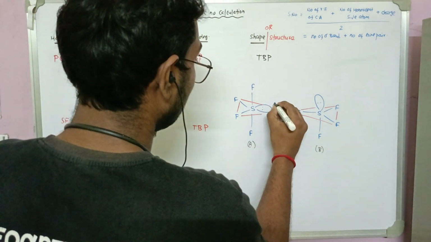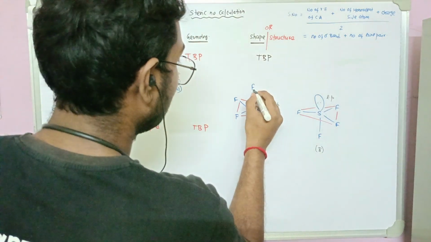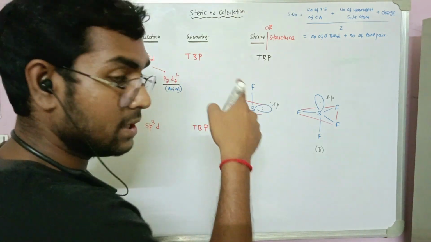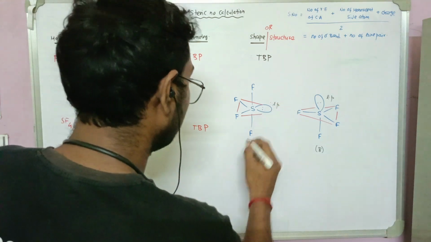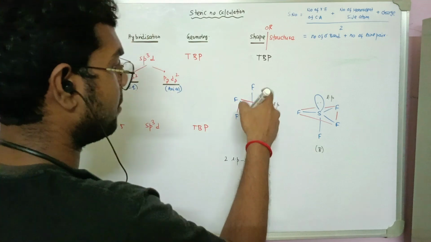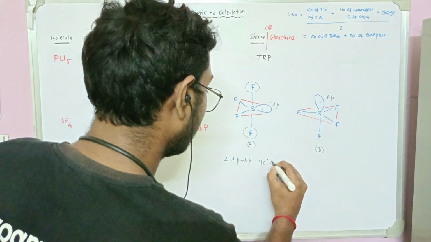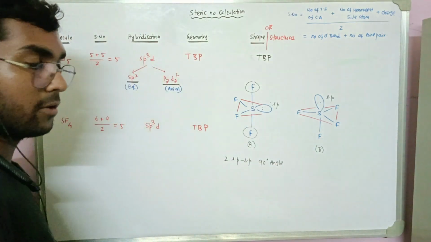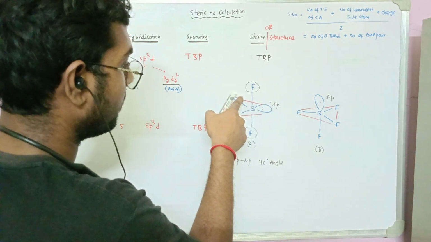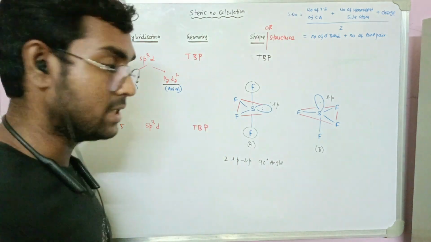We have to look at which representation is most suitable for this molecule. We can see this is the lone pair and the others are bond pairs. This lone pair and these bond pairs are at a 90 degree angle to each other. So there are two lone pair bond pair repulsions with this axial group and this axial group at 90 degree angle, in the A representation I am talking about. Now there is another type of repulsion, lone pair bond pair repulsion, and there are bond pair bond pair repulsions as well.